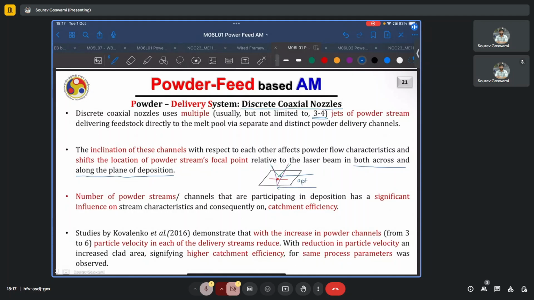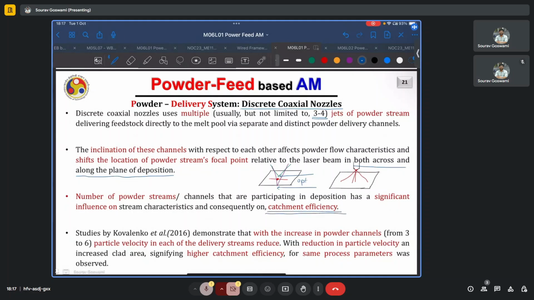And for this optimum height as well, that is in the same plane, there can be a lack of directionality, omnidirectionality. While we deposit at different regions, say, if this is our laser head, whether we are depositing directly under it or at a small angle, or whether we are deflecting it to a far field region, can affect the powder deposition characteristics. The number of powder streams or channels that are participating in deposition has a significant influence on stream characteristics and further on the catchment efficiency.